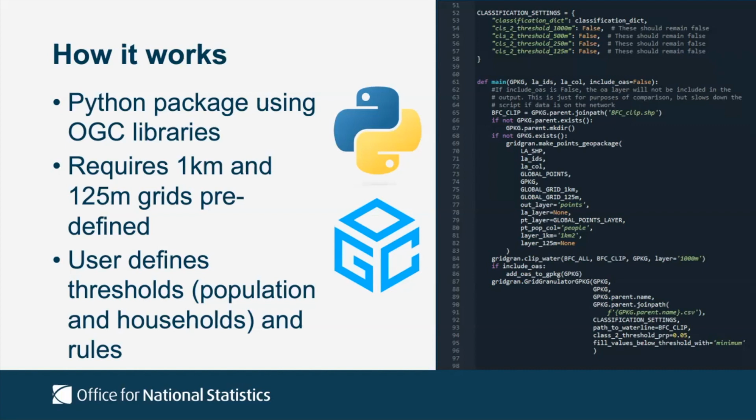It only actually requires the 1 kilometer and 125 grids predefined to do this, because the coding has that logic, it doesn't actually need the 250 or 500 meters to do this. And again, it's built in with user-defined thresholds, population and households, into the rules.